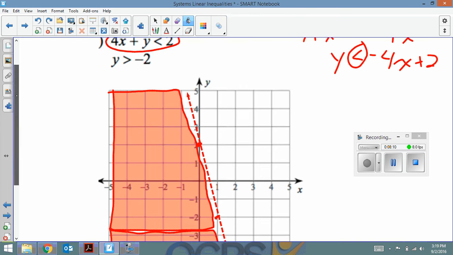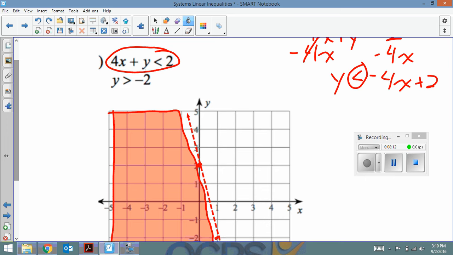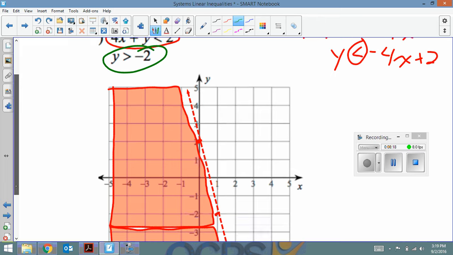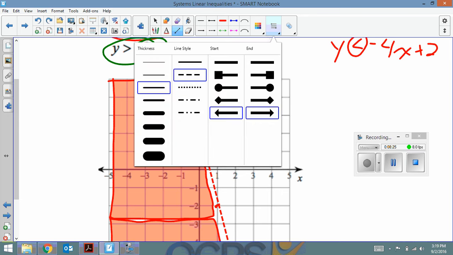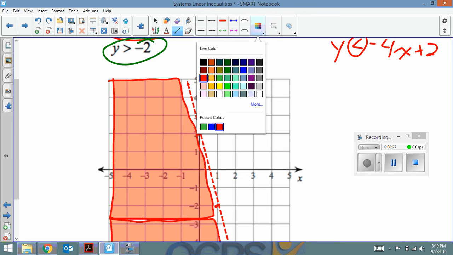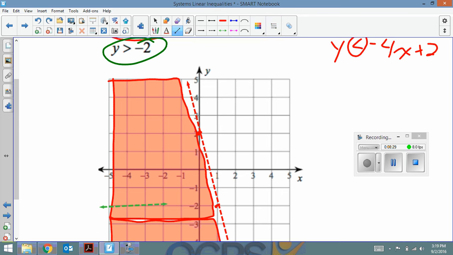Then we have to do the second line. And for this second line we don't have to do any solving. They already got it for us. It says y is greater than or equal to negative 2, or greater than negative 2. So y is a horizontal line. It's going to be dashed because it's not equal to. It's just y is greater than. So we're just going to do a horizontal line like that.